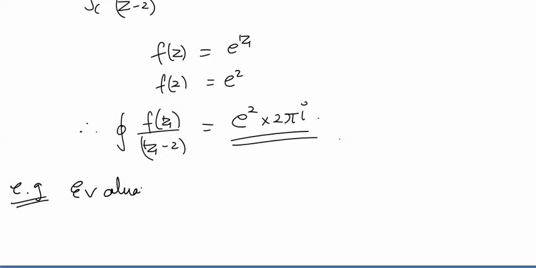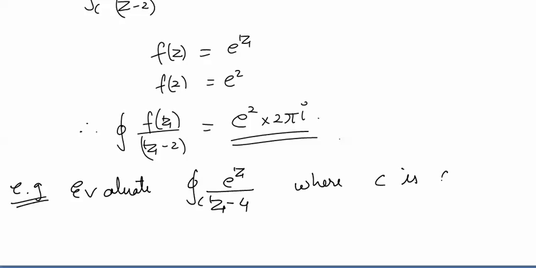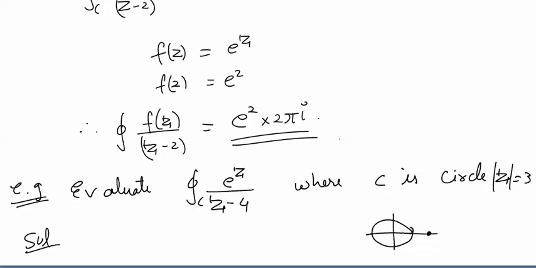But if supposedly the question was asked like this: evaluate integral over closed curve e raised to z upon z minus 4, where C is a circle with mod z equal to 3. Now see, try to understand. In this case the circle is this and this point is here, so it is outside, so it will become 0. Inside only you can find some value, analytic functions inside, so this will be equal to 0. Clear?